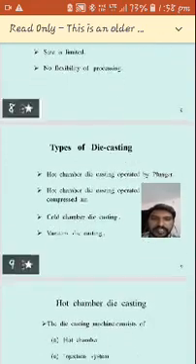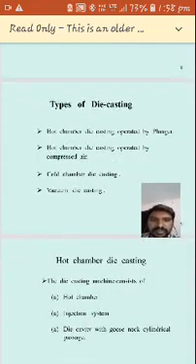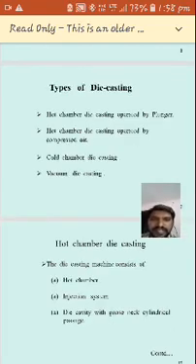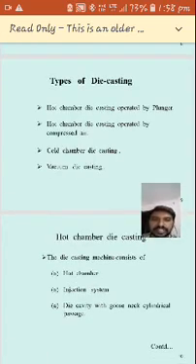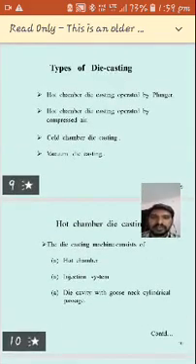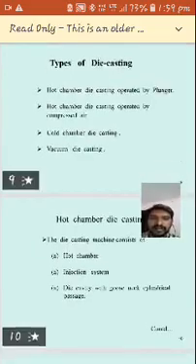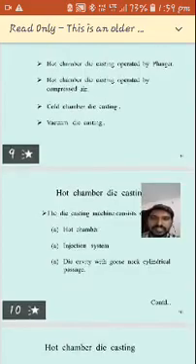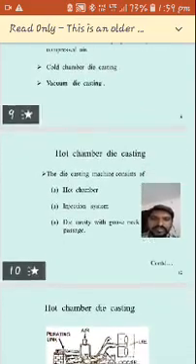Various types of die castings are there. The first one is hard chamber die casting operated by plunger. Next is hard chamber die casting operated by compressed air. The third one is cold chamber die casting, and the fourth one is vacuum die casting. These are the four types of die casting. The first two are very common. Let's see them one by one.